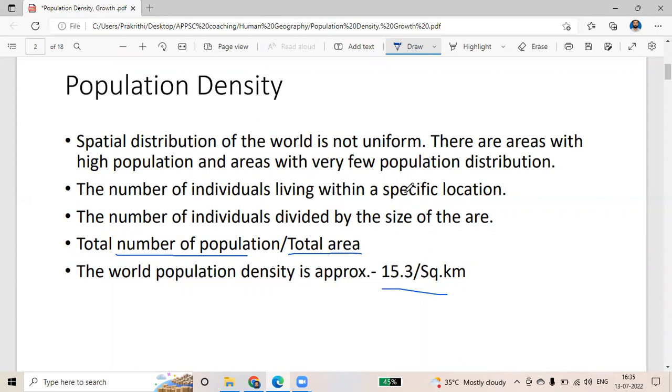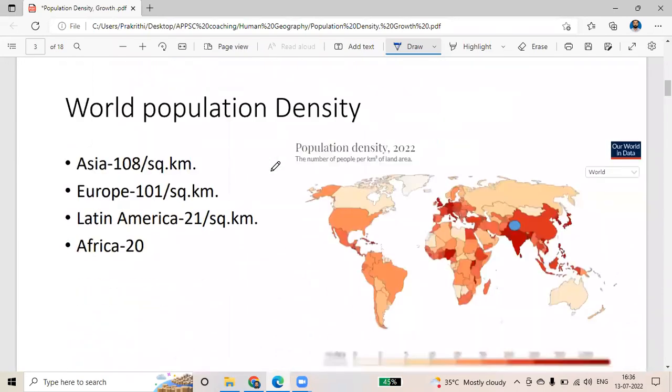The number of individuals living within a space. And how it is being calculated? The number of individuals divided by the size of the area. That is how we are calculating the population density. Let's look at the population density of the world. So, इसमें we can divide based on regions, based on continents. तो ऐसा divide कर सकता है. But everything shows the same output.